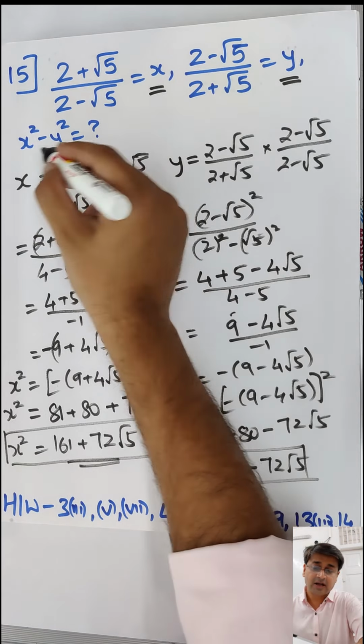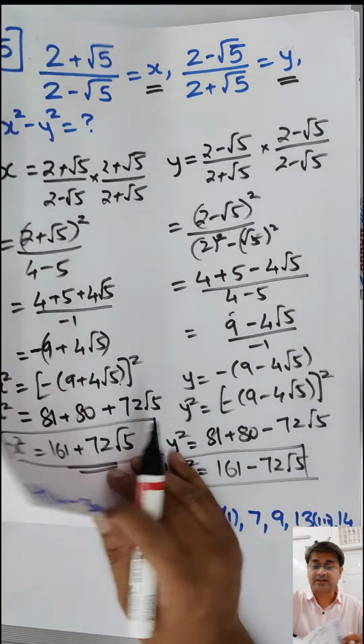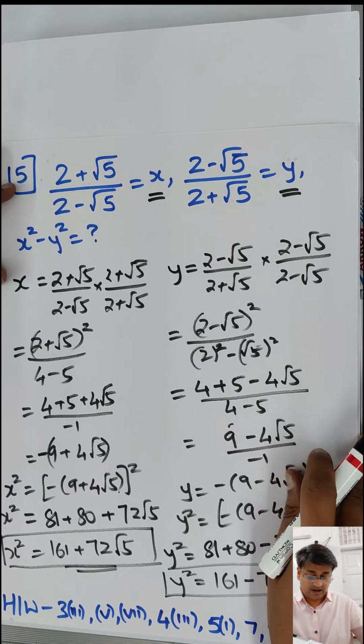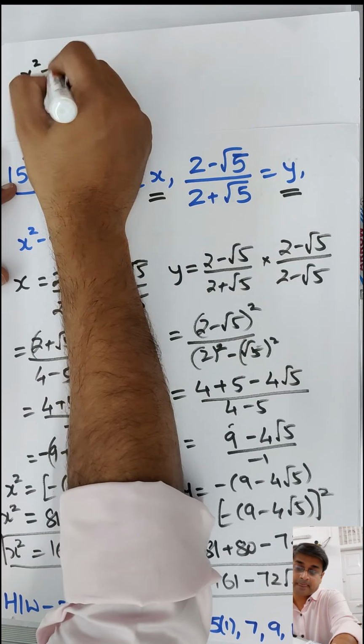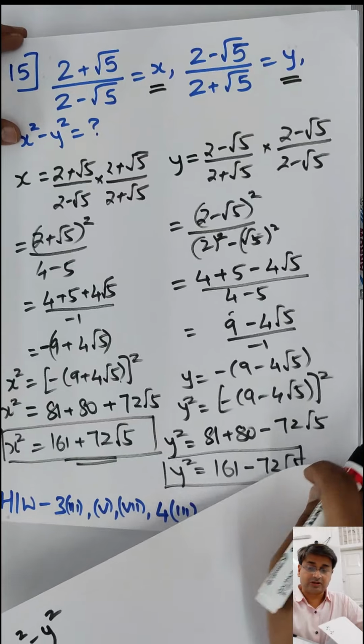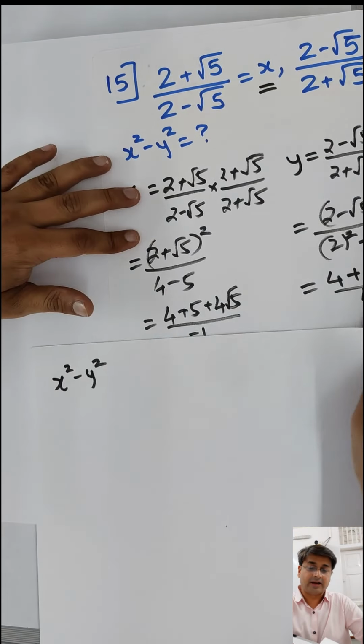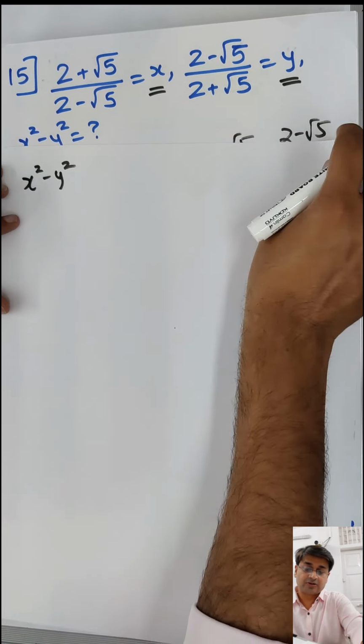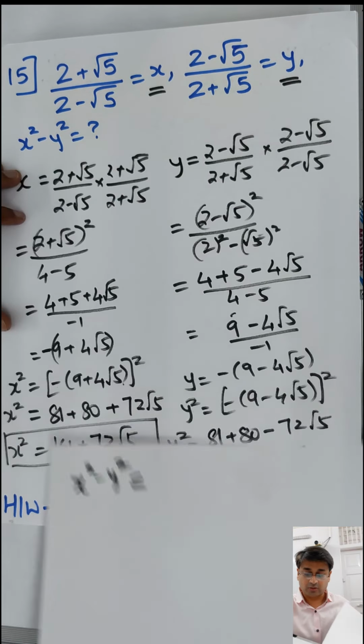Now for the last part, x square minus y square. So let's take another sheet, x square minus y square. So let me take this over this one. So this goes up. And now x square minus y square. So let us substitute the values. So what is x square?